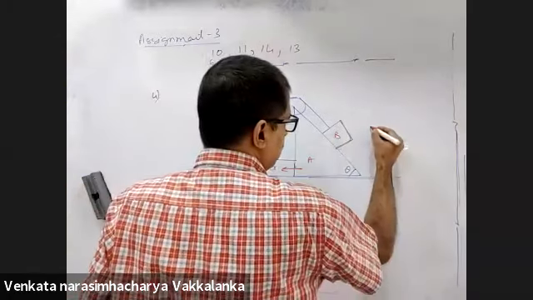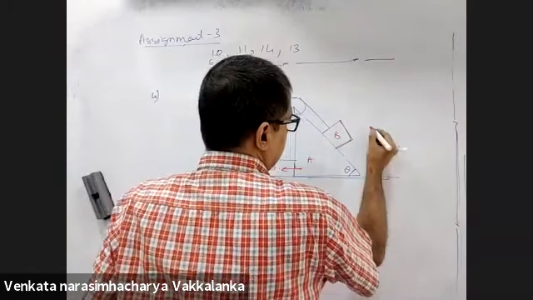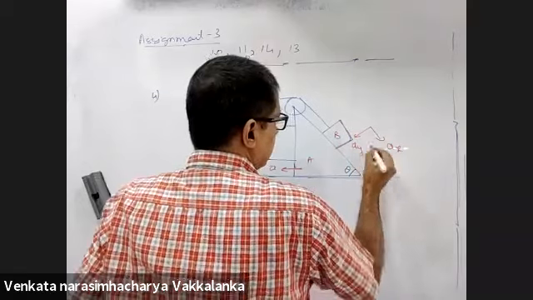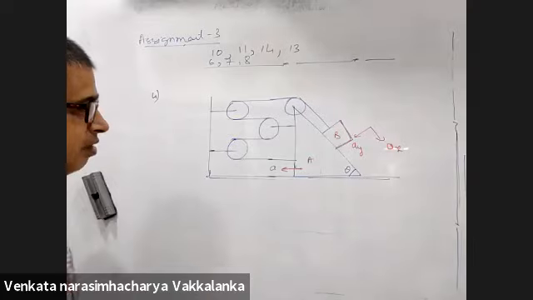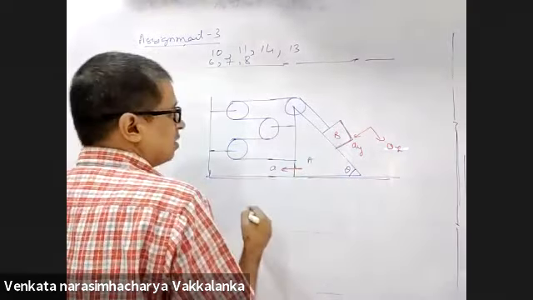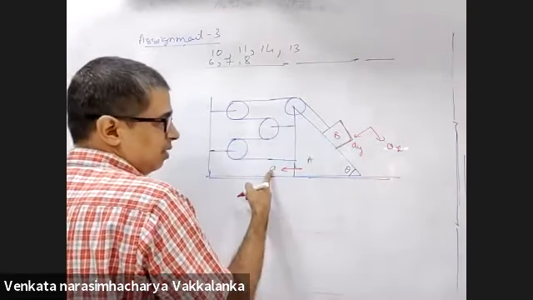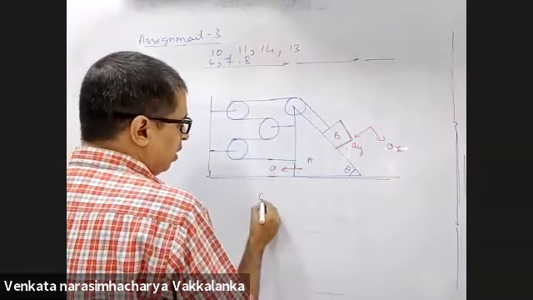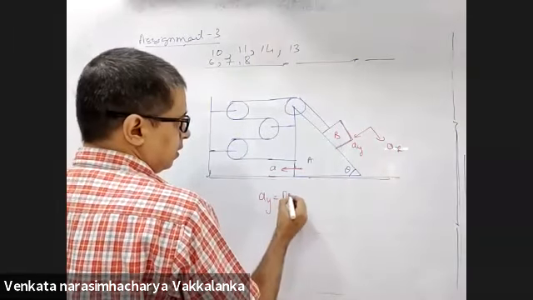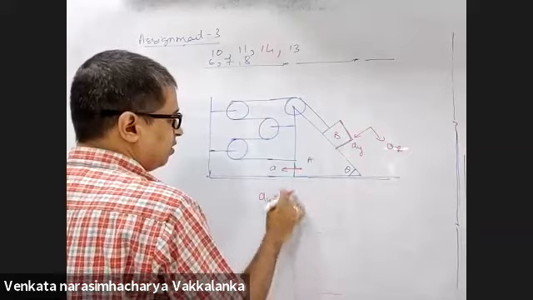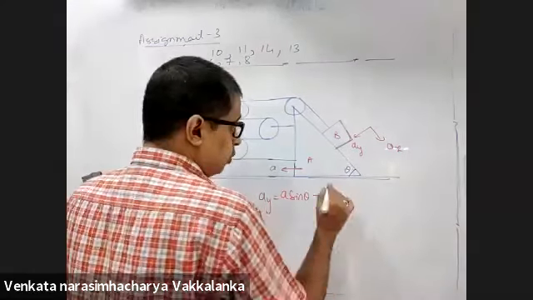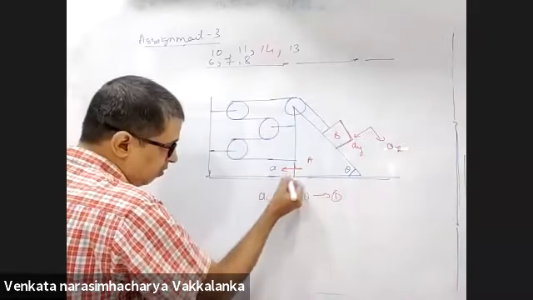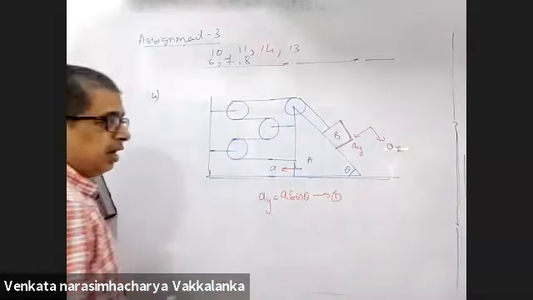Acceleration of block B. This will be AX. This will be AY. A is given. So AY will be how much? A sin theta. Yes, A sin theta. Do you remember this constraint I had to look at? Yes, sir, I get that.